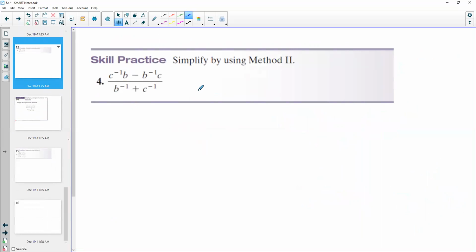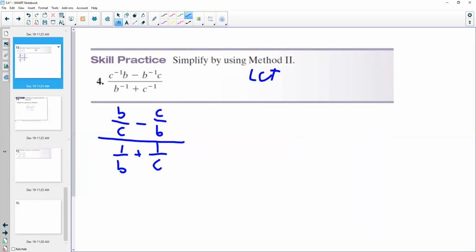So the same thing happens here. Okay, let's simplify. So all we do is shift the exponents around. If it has a negative exponent, it goes into the denominator. So rewrite the first one. It's b over c minus c over b, over 1 over b plus 1 over c. All right, so now take a second and think about what the least common denominator here is going to be. It's b's and c's. So the LCD here has got to be BC or CB, same difference.